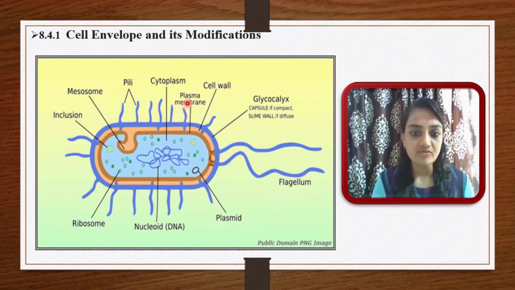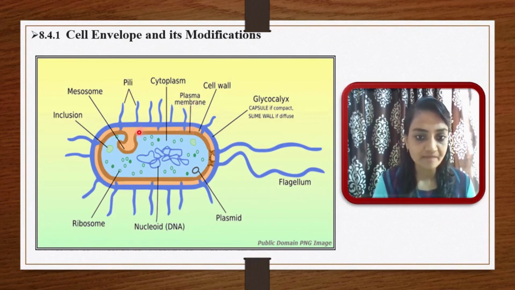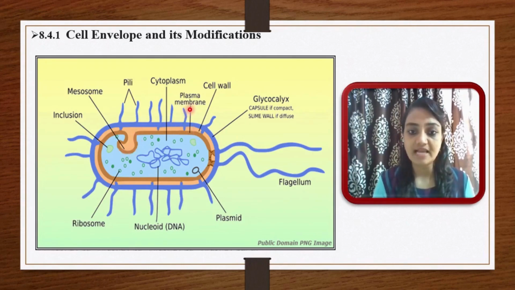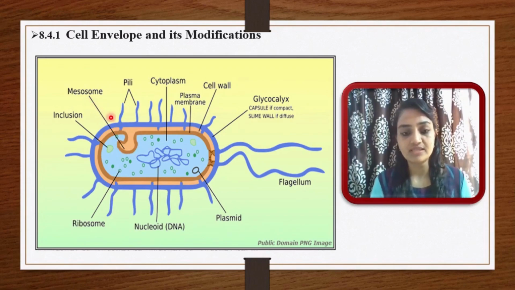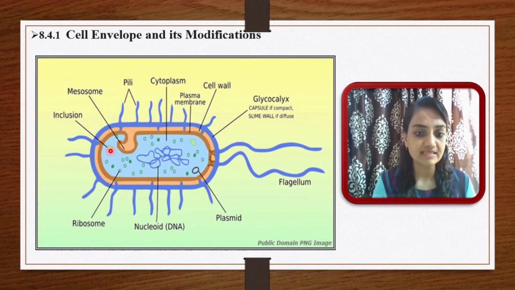If you observe this diagram very clearly, you can see the plasma membrane shows a fold here. This fold-like structure is considered a mesosome. This is a very important structure we will learn in detail in this lecture. Then here you can see some inclusion bodies, then the plasmid, then the ribosomes. All the structure found here is the cytoplasm. All the structures are very important.